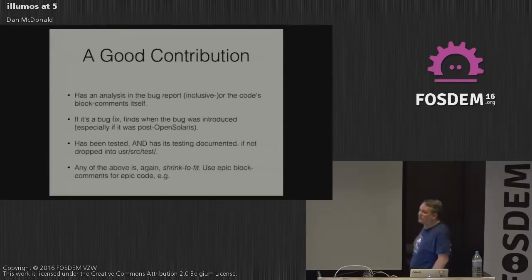A good contribution, and this is something that we illumos people who are ex-Sun all inherited from Sun, so we try to make sure this happens too. We want the analysis to be in the bug report. Our commit messages are small because they reference bug reports. If it's a bug fix, it would be nice if you know where it was introduced, especially if it was post-OpenSolaris where we have source history. Some bugs have been around since before OpenSolaris opened up, so you can just say they were there for a long time. We want to make sure it's been tested.